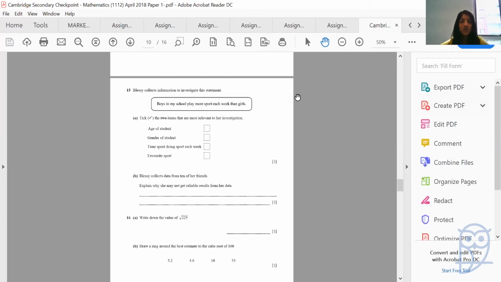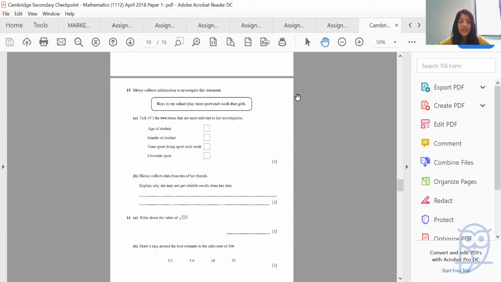Now, to investigate the statement, boys in my school play more sport each week than girls, firstly, we need to know, not the age of the student, the gender of the student, definitely. Time spent doing sport each week, yes, definitely. And favorite sport, no. So the 2 ticks you will make are the gender of the student and the time spent doing sport each week.